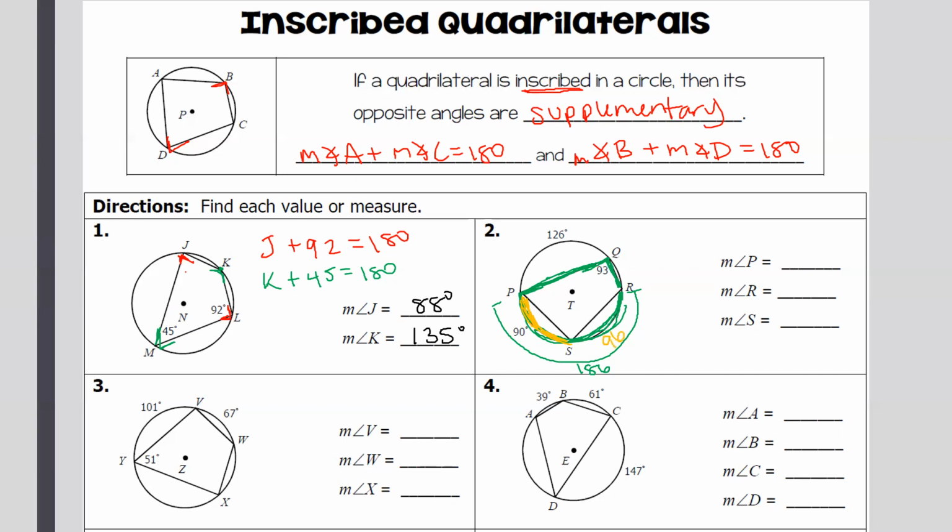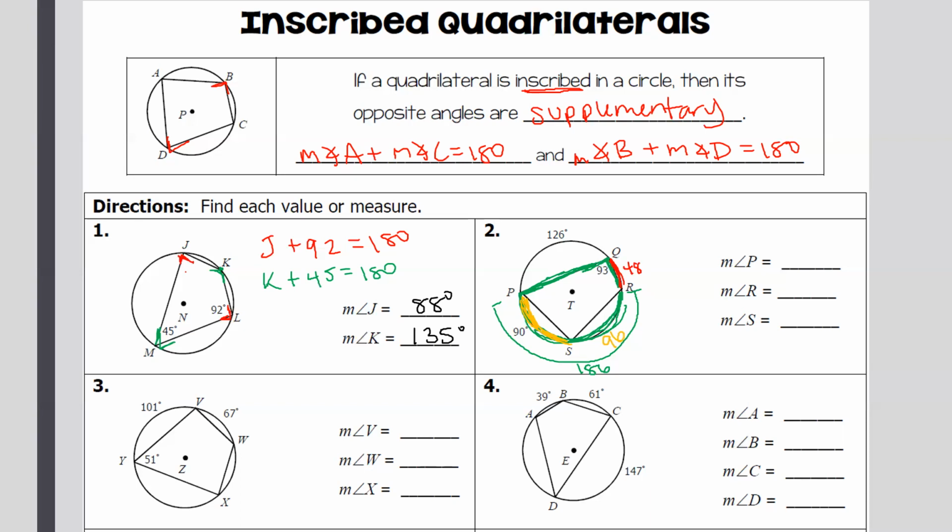Now that I know three of those four arcs in the circle, we're missing one arc. Right here, we're missing this little guy. We can still find that arc because we know that all of these have to add up to 360. So I'm going to do 360 minus 126 minus 90 minus 96. So this little arc right here is 48 degrees.